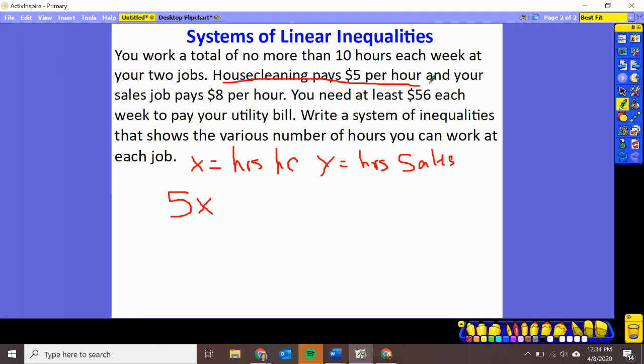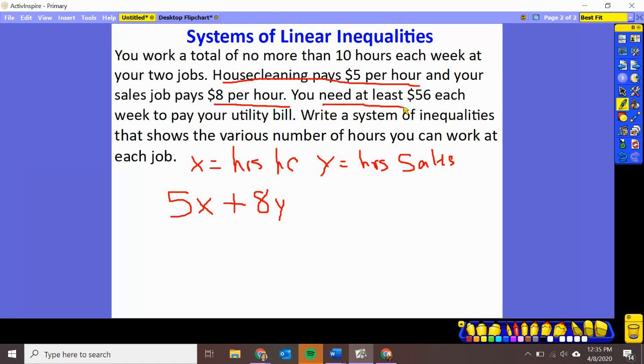The next part here also says that our sales job pays $8 per hour. Well, I know sales is Y, that's the number of hours I sell something. So 8 times the number of sale hours would then be 8Y. Okay. Now, I have to look in here for a sign. What symbol should I put between these? I'm going to actually use addition here because I'm adding these two dollar amounts together in order to get that total of $56.